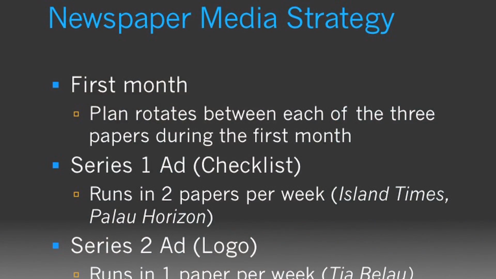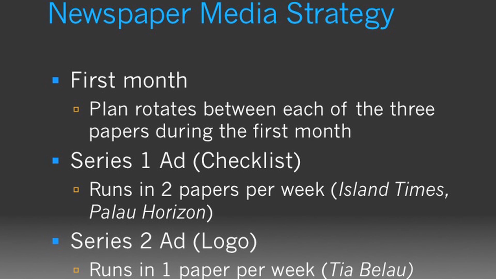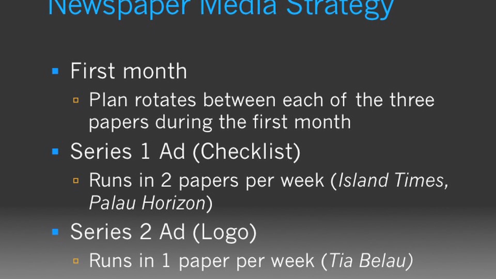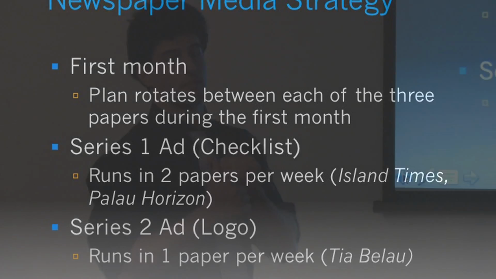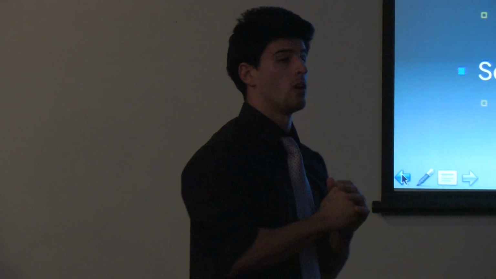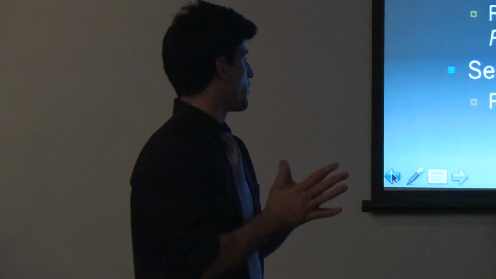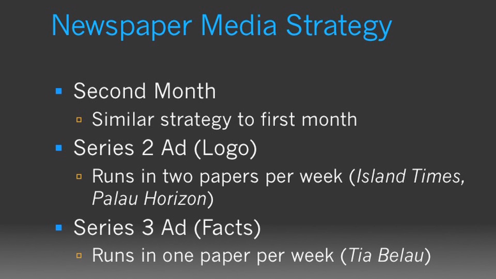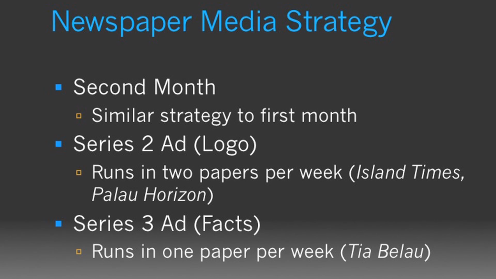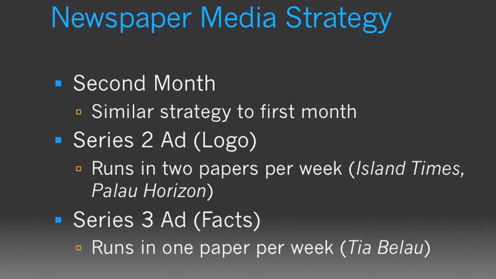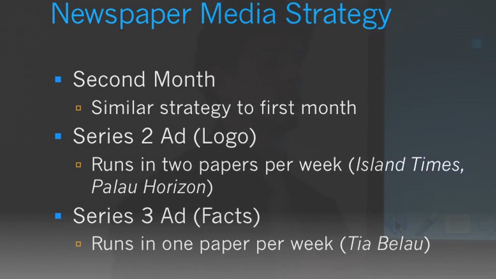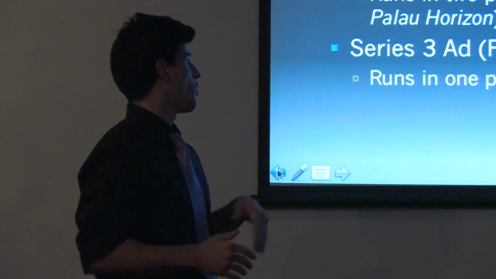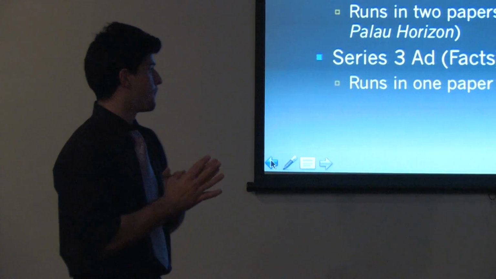So for the first month of the campaign, our plan rotates between each of the 3 newspapers. Series 1 ad, the checklist ad, will run twice a week in the Island Times and Palau Horizon, while the Series 2 logo, the full-page, full-color logo, will be run once a week in the Tia Palau. During the second month of our campaign, a similar strategy will be used as the first month. Series 2, the full-page, full-color logo, will be run twice a week in the Palau Horizon and Island Times, while Series 3 ad, the fact ad, will run once per week, and that will be in the Tia Palau.